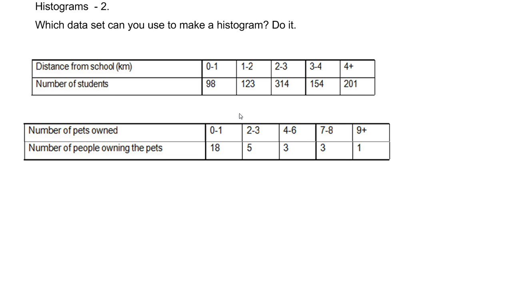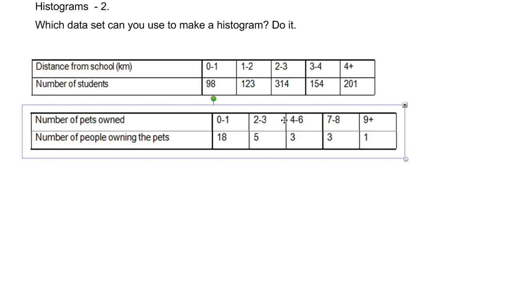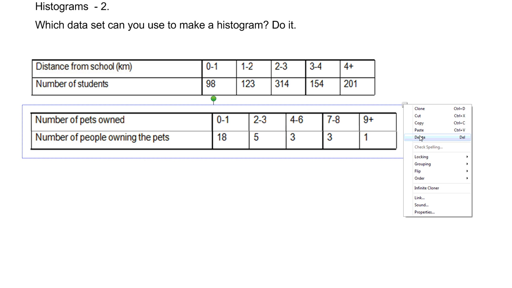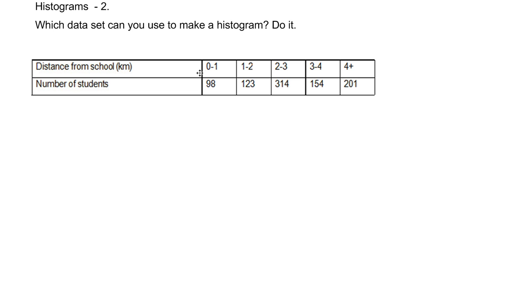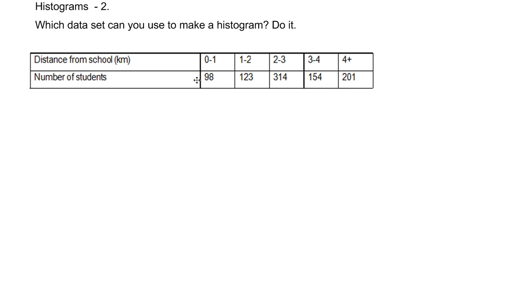Okay, so we're going to get rid of this one. We're not going to use it. Delete. Boom, done. So we're going to use this one here. This is the one that we can use to make a histogram. So I'm going to go about showing you how we can make a histogram with it. All right, bear with me. I am using a computer, so I'm hoping you guys can make a much better histogram than I can.